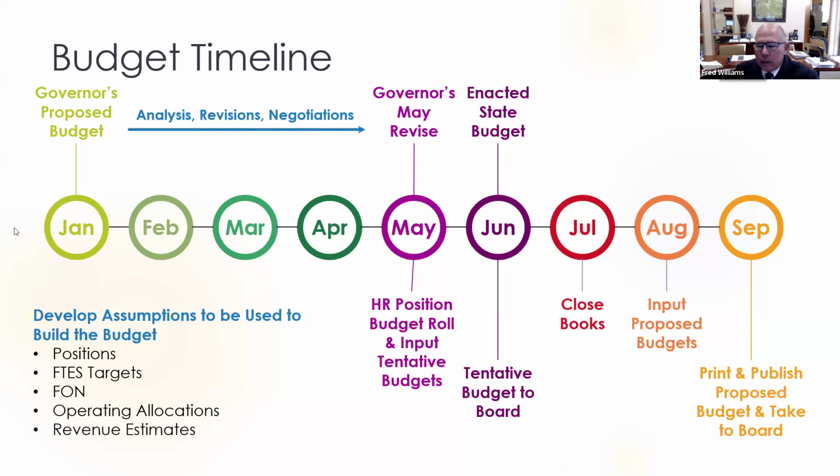The other thing I wanted to kind of mention was under this analysis, revisions, and negotiations. This is very in-depth. Actually, today, the California State Assembly had their Assembly Budget Subcommittee number 3 on education finance meeting today, and the community colleges were on the agenda.